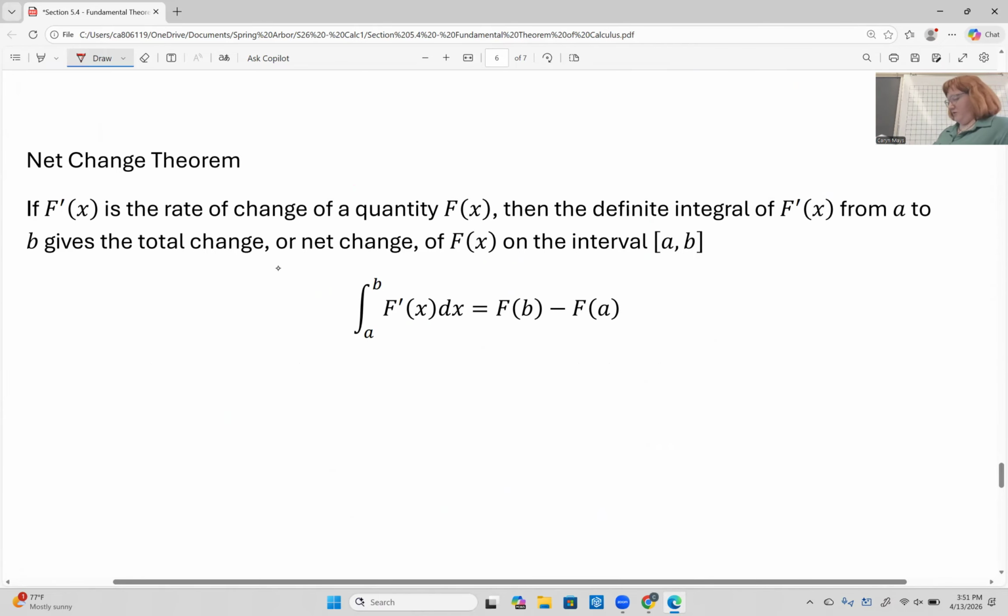Now, as we finish up, one of the last things, the thing that we were talking about the most, negative areas: if the derivative is a rate of change of some function, then the definite integral of the derivative is just plug in the endpoints.